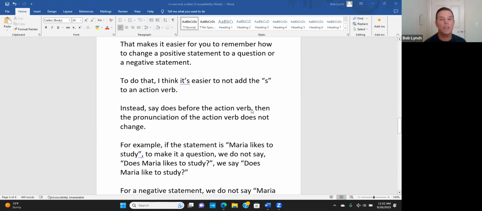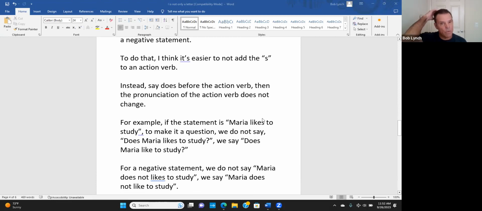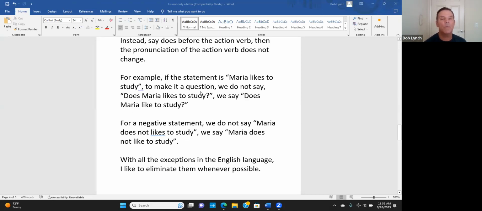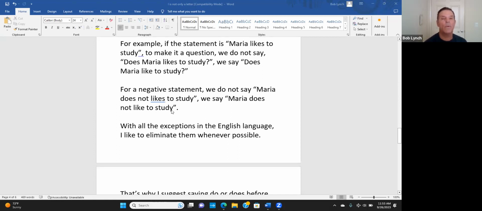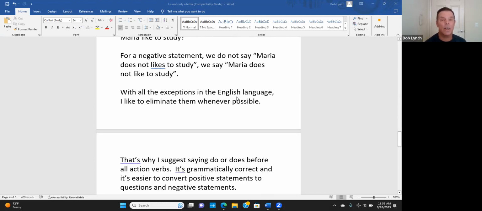To do that, I think it's easier to not add the S to an action verb. Instead, say does before the action verb. Then the pronunciation of the action verb does not change. For example, if the statement is Maria likes to study, to make it a question, we do not say does Maria likes to study? We say, does Maria like to study? For a negative statement, we do not say Maria does not likes to study. We say Maria does not like to study.